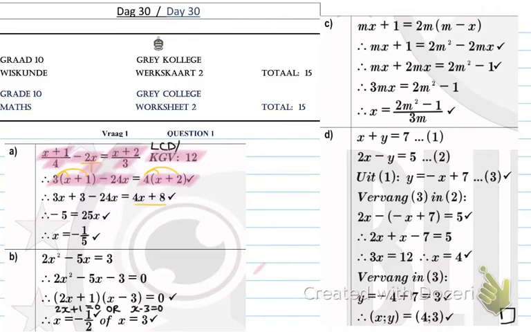Okay. Now I take all the x's to the one side and all the numbers to the other side. So I get negative 5 is equal to 25x. To get rid of the 25, I divide by 25 on the other side. So I get x is equal to negative 1 over 5. Negative a fifth.